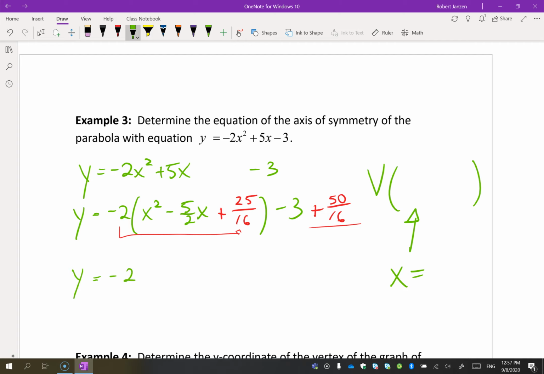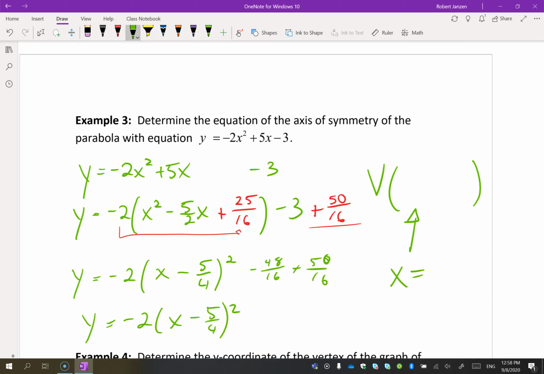So now let's factor. What was 25/16 before I squared it? It was 5 fourths. And then if I want to make this common denominators, I'm going to get negative 48 over 16 plus 50 over 16. So y is negative 2 times x minus 5 fourths squared plus 2 over 16. So that means the vertex is 5 fourths, 2 sixteenths, and the axis of symmetry is x equals 5 quarters.